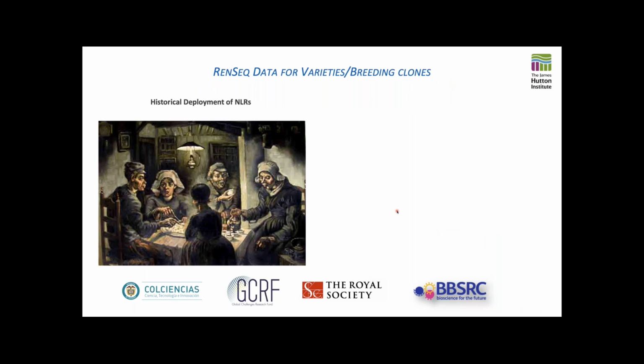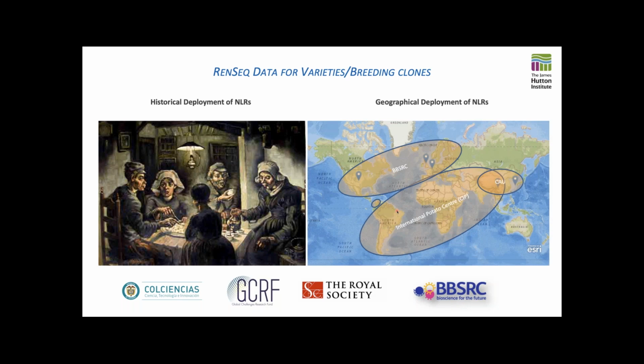So we've moved on from looking at the historical deployment of resistance genes to really get a better understanding of how resistance genes are used throughout the world. We have a BBSRC project that has allowed us to look at a number of cultivars grown in Europe, but also in the US and of course in the UK. Through a GCRF funded project, we had the opportunity to work with the International Potato Center, so we could study varieties or breeding clones from South America, Africa, and also from Asia. And really that has given us an unprecedented insight into the deployment of resistances.